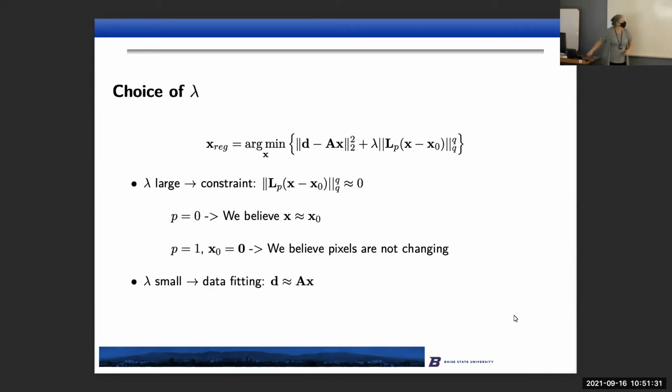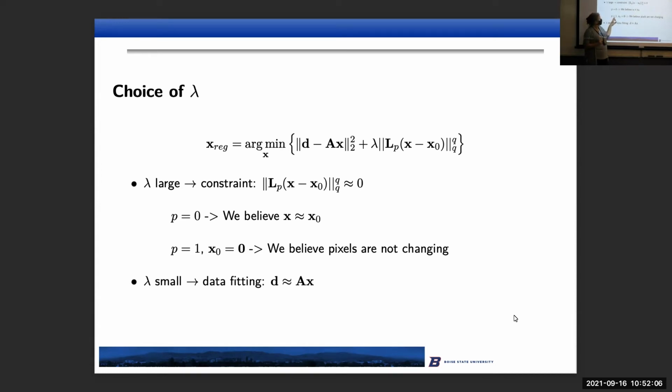Okay, so here's a little bit more about that. So again, I'm looking at finding an image, so to say, that optimizes this. And if I take lambda large, what I'm saying is that this term, I'm trying to make it 0. So when I just have the identity operator here, I'm just giving you information about what the image is. And that doesn't usually happen in digital imaging. But what it is, is I believe my prior or my initial information.